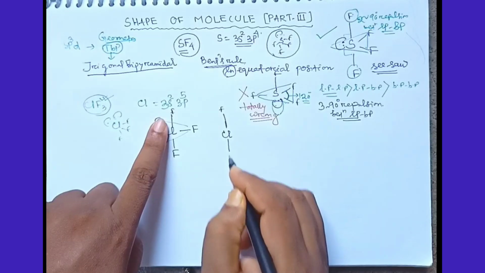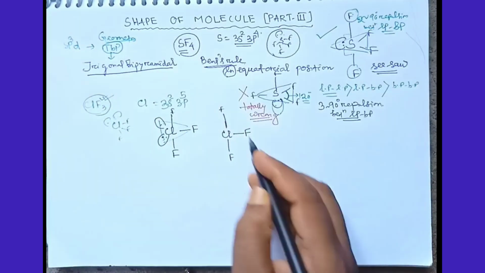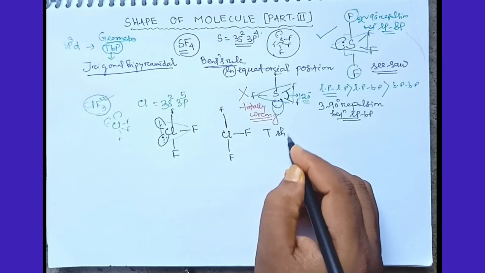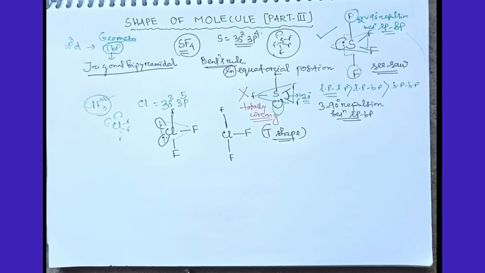Cl, F, F and F. So the shape is just like a T shape. What do we call it? T shape. So the shape will be T shape. ClF3, the shape will be T shape.